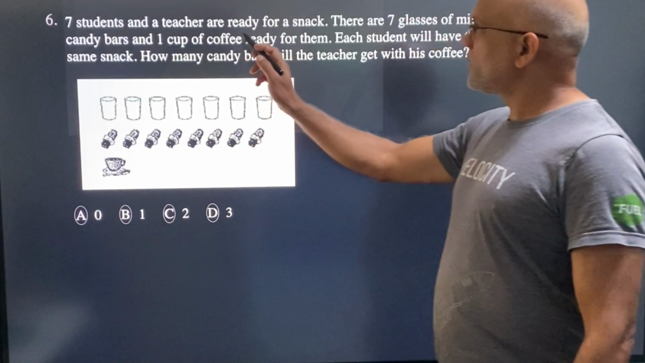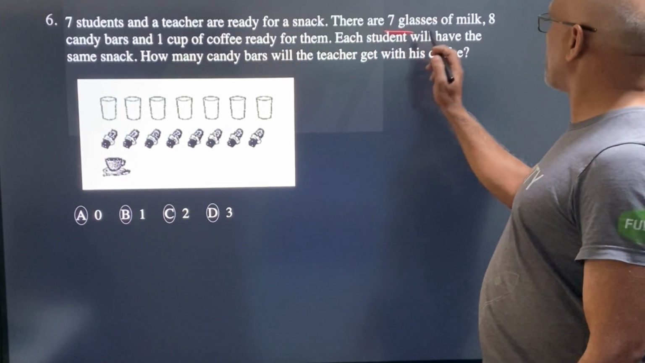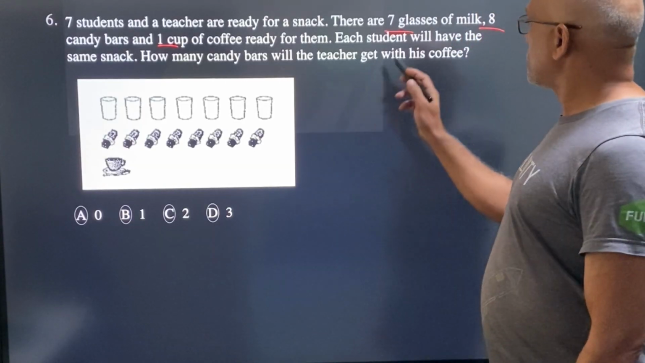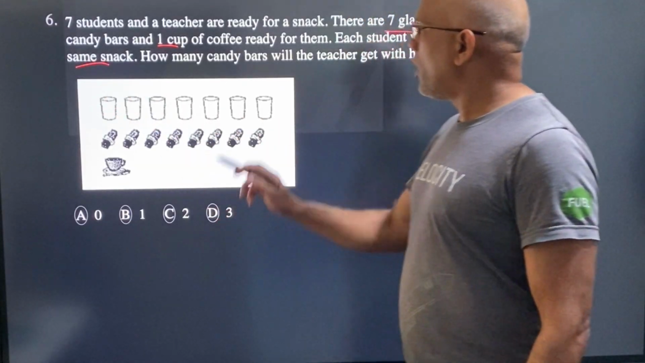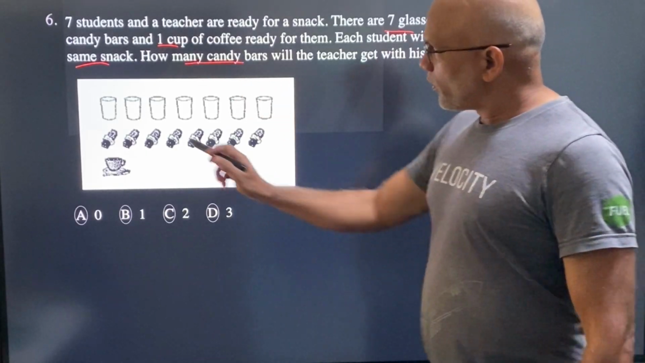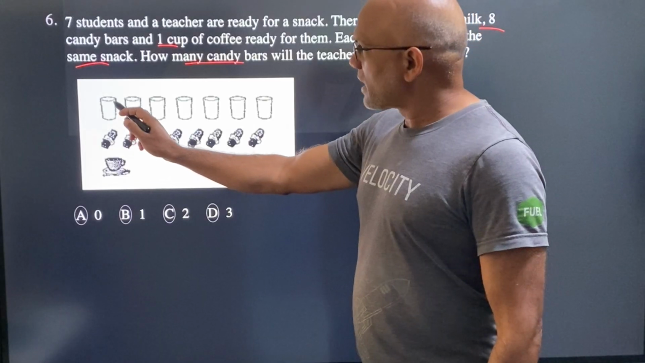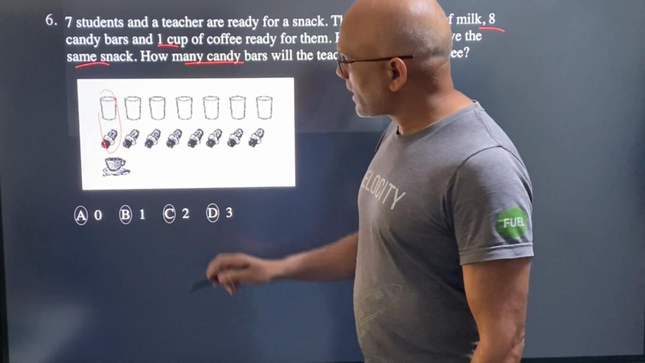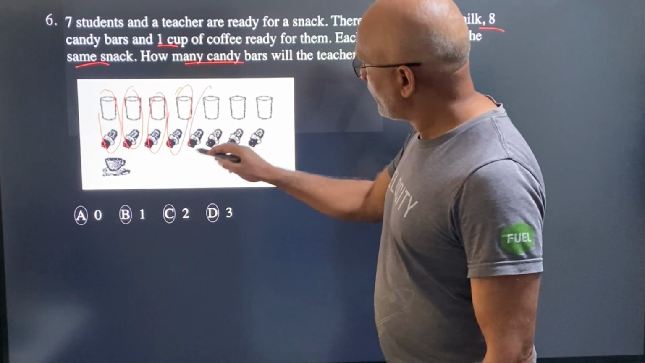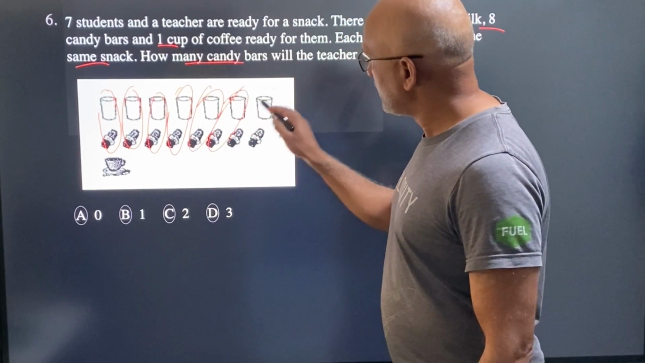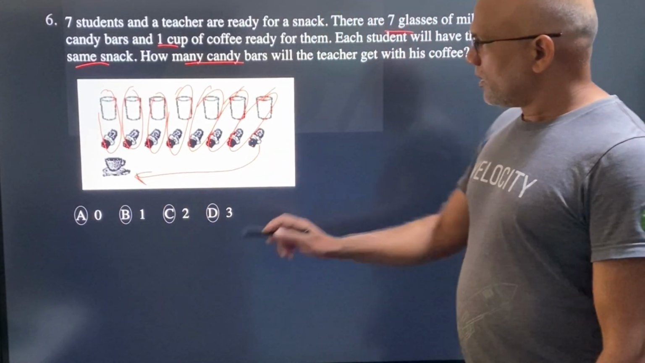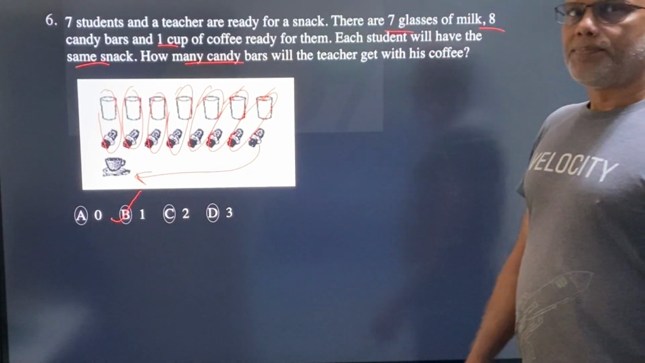7 students and a teacher are ready for a snack. There are 7 glasses of milk, 8 candy bars and 1 cup of coffee ready for them. Each student will get the same snack. How many candy bars will the teacher get with his coffee? Alright, so each student gets the same snack. So let's give 1 candy to each student. So 3, 4, 5, 6, 7. So the remaining candy bar goes to the teacher. So the teacher will get 1 candy bar.